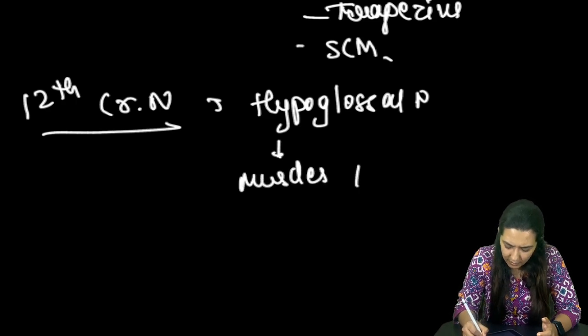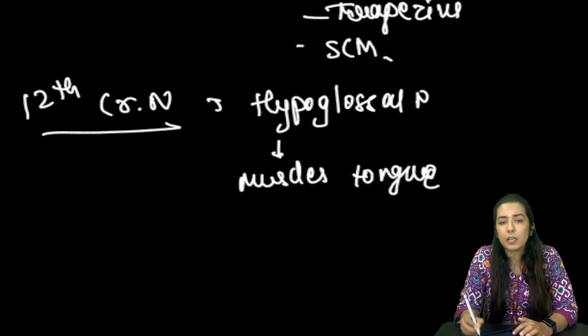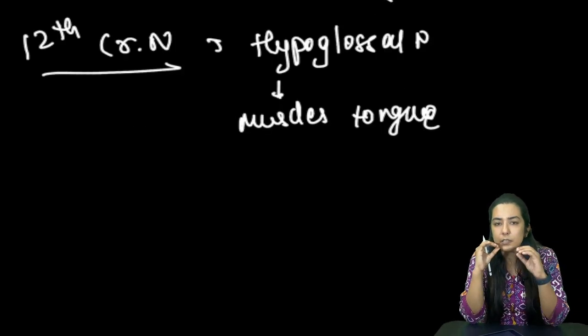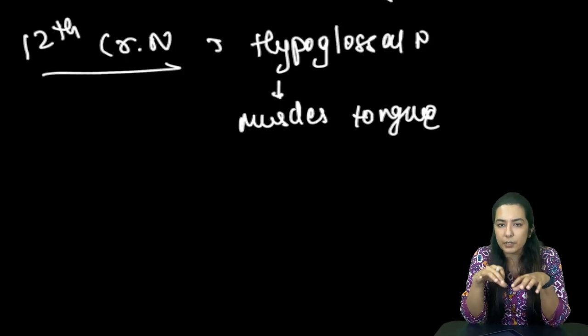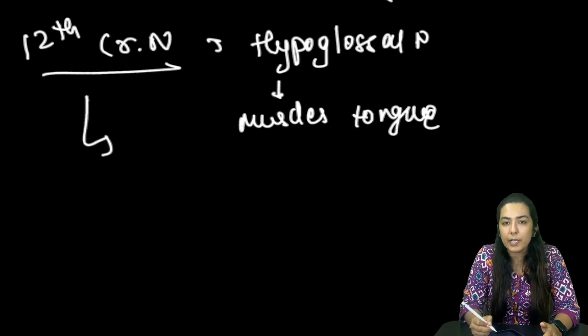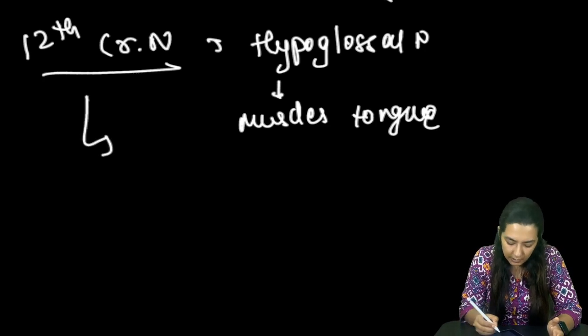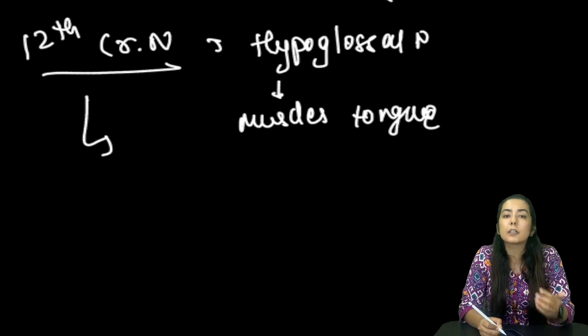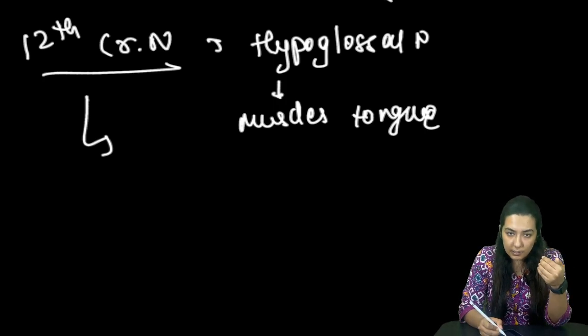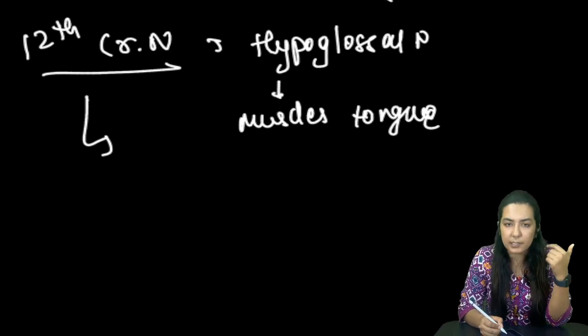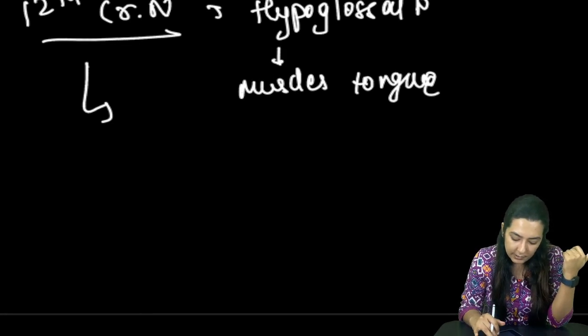Okay, so it is responsible for keeping the tongue in the midline, and it is responsible for the protrusion of the tongue. So whenever there is a 12th cranial nerve palsy, especially bilateral 12th cranial nerve palsy, the tongue can drop backward and can cause dyspnea. Okay, so it is an important nerve.